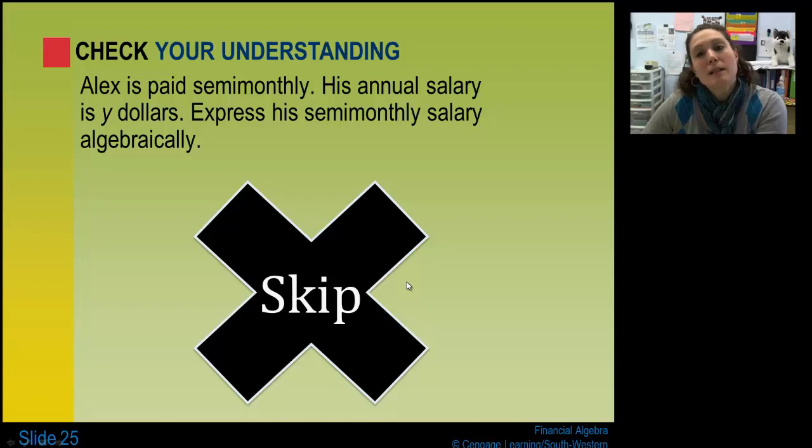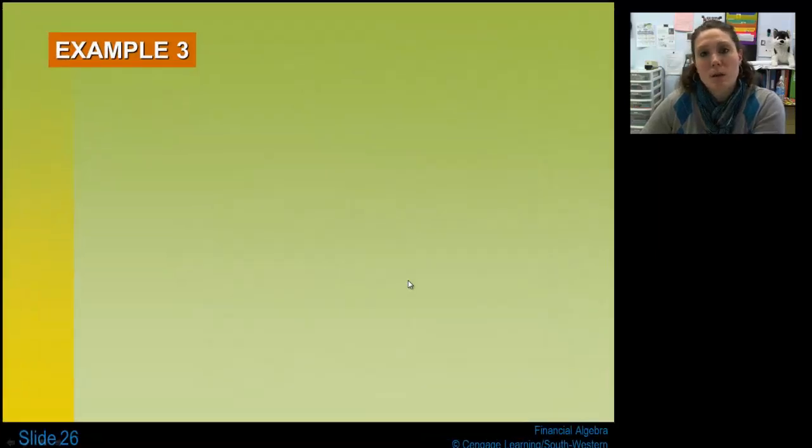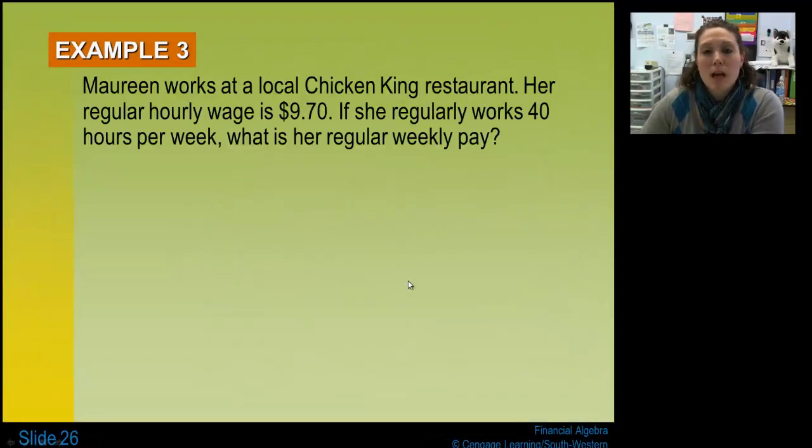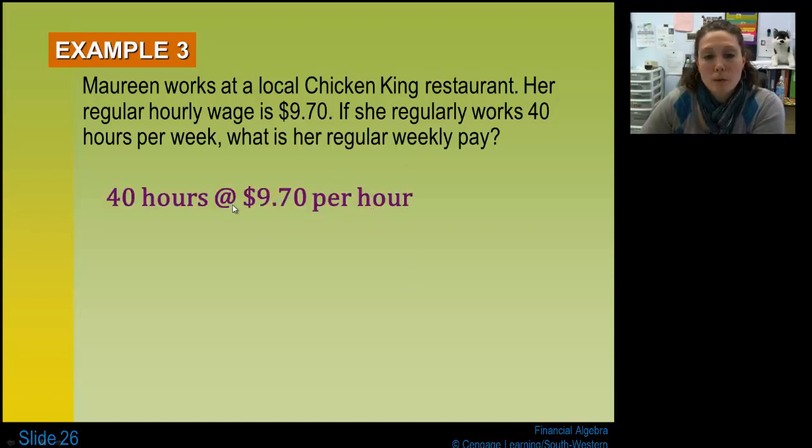Check your understanding. We're going to go ahead and skip this question as well and go on to example 3. Maureen works at a local Chicken King restaurant. Her regular hourly wage is $9.70. If she regularly works 40 hours per week, what is her regular weekly pay? So she makes $9.70 an hour and she works 40 hours per week. So 40 hours at $9.70 per hour.